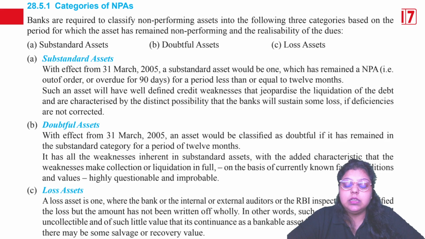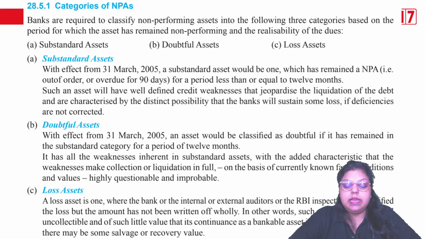Second, a doubtful asset would be classified as doubtful if it has remained in the substandard category for a period of 12 months. And the loss asset is one where the bank or the internal or external auditor or the RBI inspection has identified the loss, but the amount has not been written off wholly. So they have said that this is the amount which cannot be recovered, but it has not been fully written off.